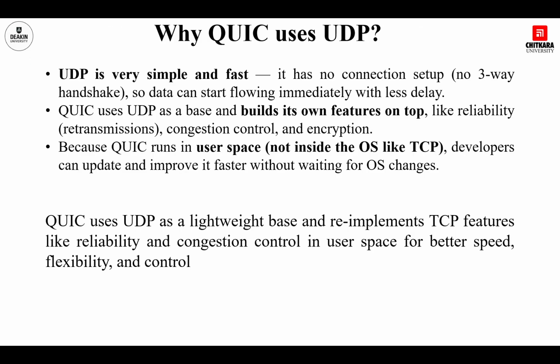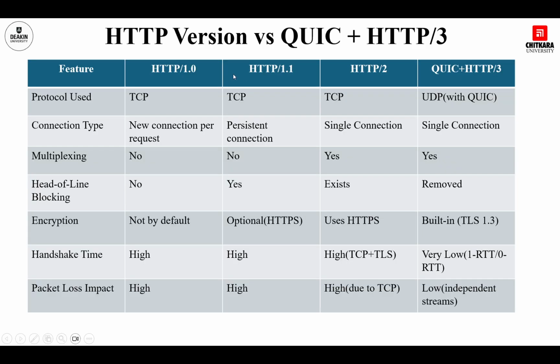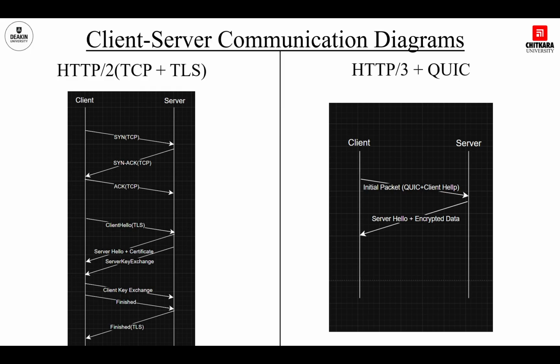Also, we have very low packet loss impact, as we have independent streams. In TCP, if a packet is lost, the other packets will be stored in the TCP buffer and will not be sent to the application until all the packets arrive. So two mechanisms are used, sliding window and go-back-N. There is nothing like that in QUIC, so that is a major advantage of the QUIC protocol.